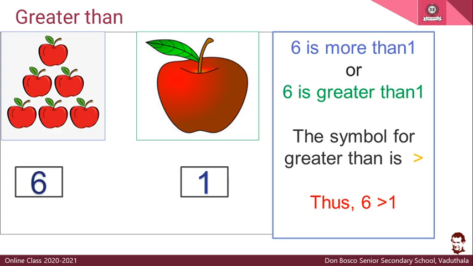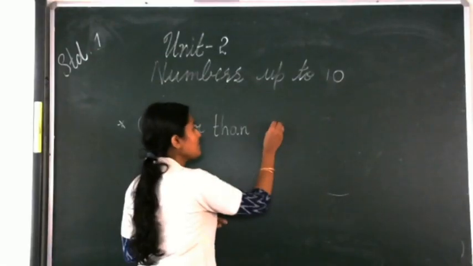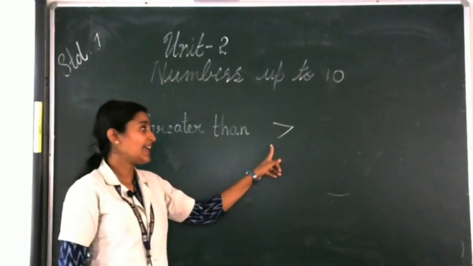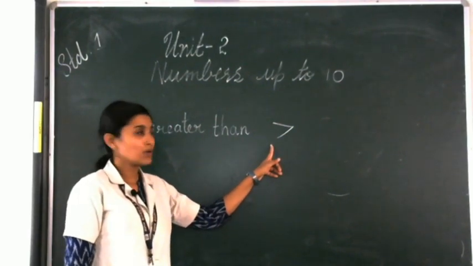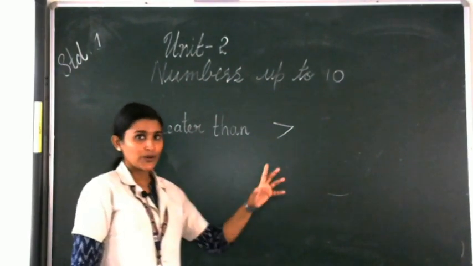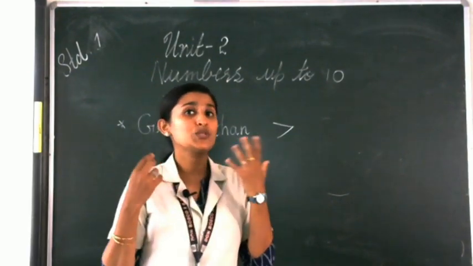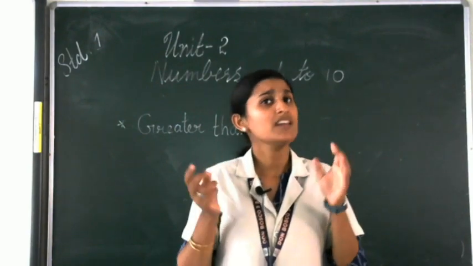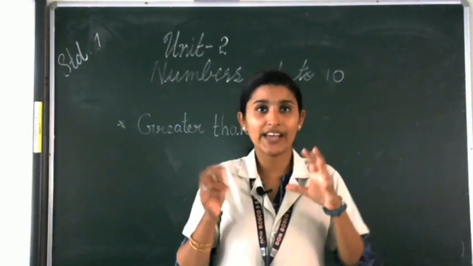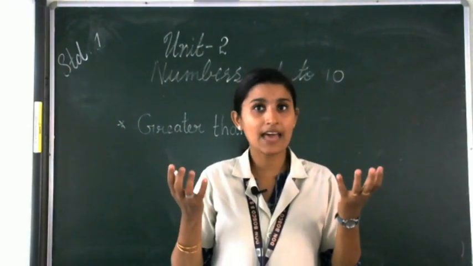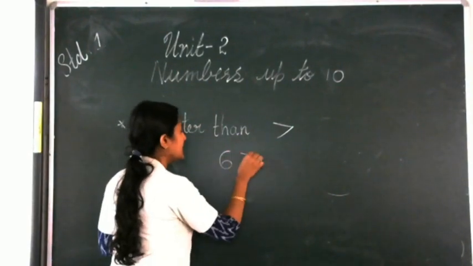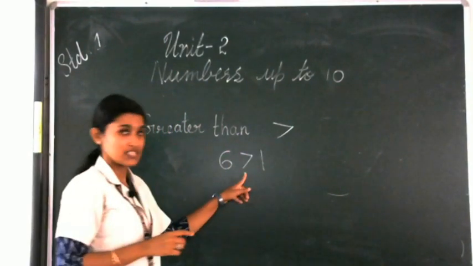Do you know what is the symbol of greater than? Yes, this is the symbol of greater than. It looks like a crocodile's mouth, no? Crocodiles always want to eat more. So, which one does the crocodile want to eat, 6 or 1? Yes, the crocodile wants to eat the 6 apples. So, we write like this, 6 greater than 1, like the crocodile's mouth.